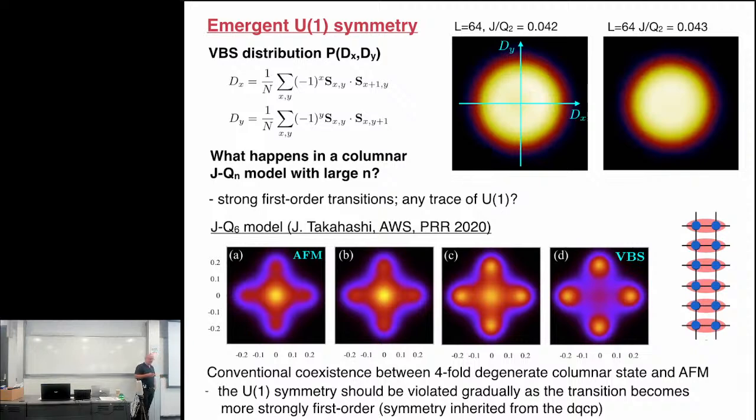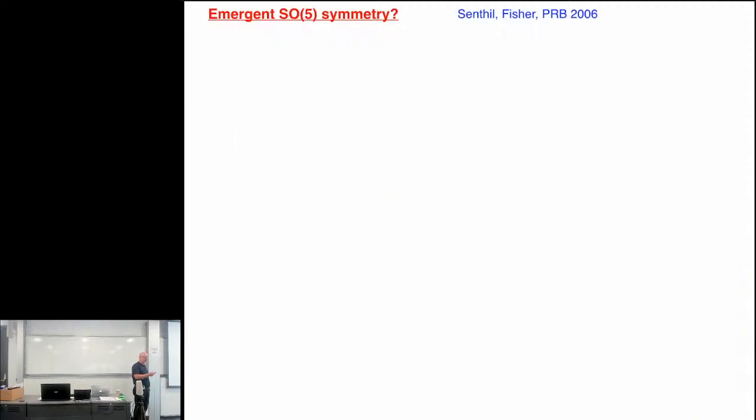So that's quite natural, right? If we have some emergent symmetry, it should be due to a nearby, at least critical point. And if we don't have that, we shouldn't have emergent U1. Now let me talk about emergent SO5.